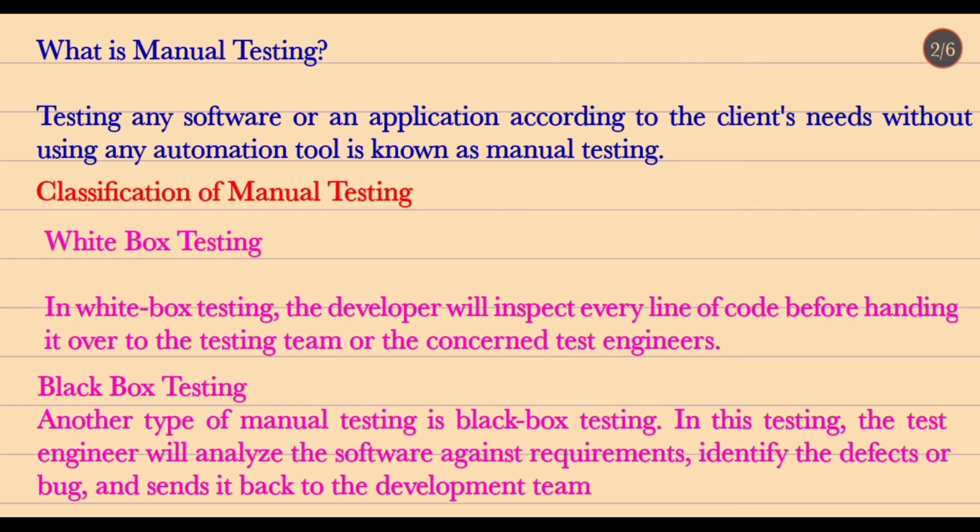Means in white box testing, everything will be visible, everything will be inspected line by line. Now the second is black box testing, just the opposite of white box testing. As the name says, it is clear. Another type of manual testing is black box testing.